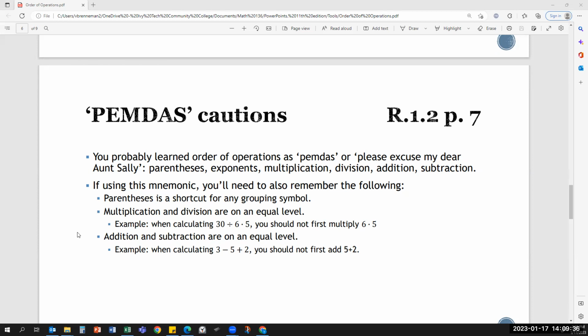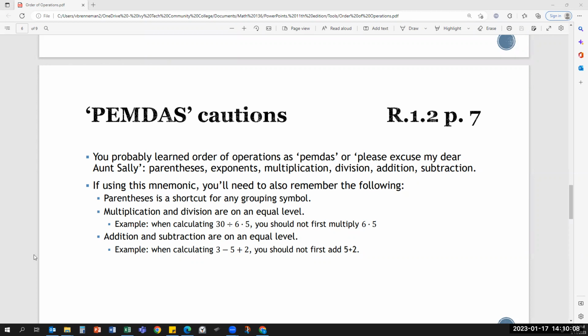Multiplication and division are on an equal level. So if you just think of it as multiplication and then division, if you're given something like 30 divided by 6 times 5, you might think, well, I've got to multiply the 6 times 5 first and then do the division, and that's not correct. Addition and subtraction also are on an equal level. So again, 3 minus 5 plus 2, you wouldn't first do the addition of 5 plus 2. So those are different ways PEMDAS can go wrong if that's all that you remember.